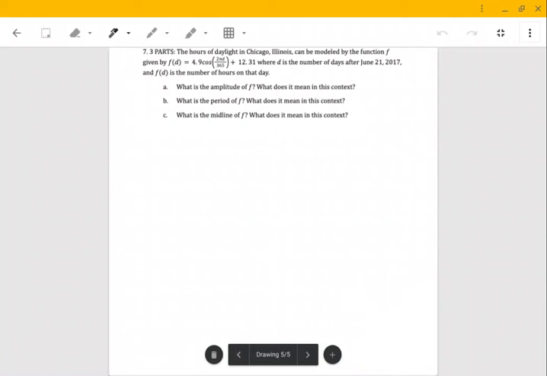All right, number 7. The hours of daylight in Chicago, Illinois, can be modeled by the function f given by this function here, where d is the number of days after June 21st, 2017, and f of d is the number of hours on that day. Part A, what is the amplitude of f?